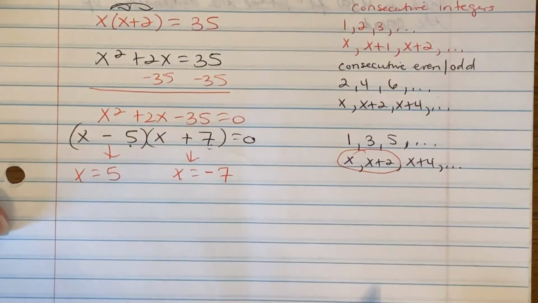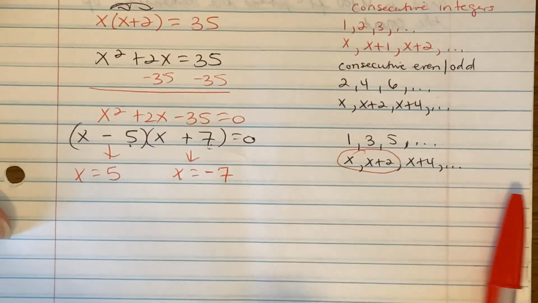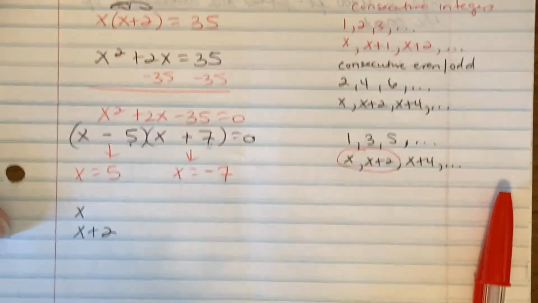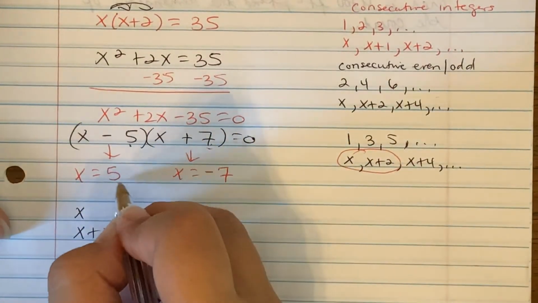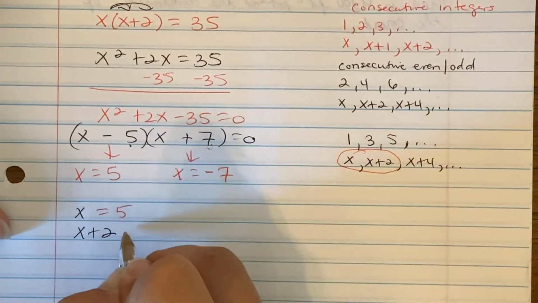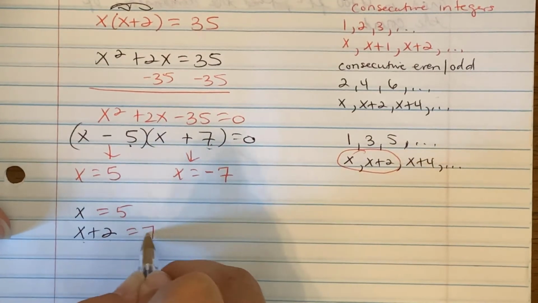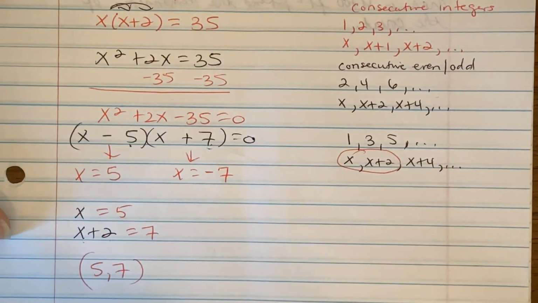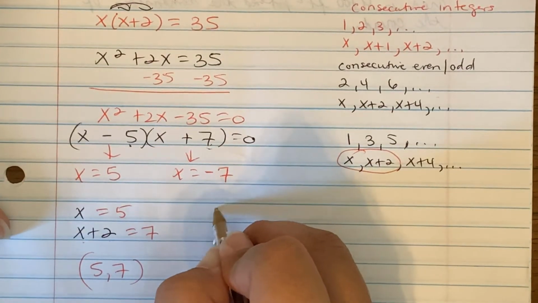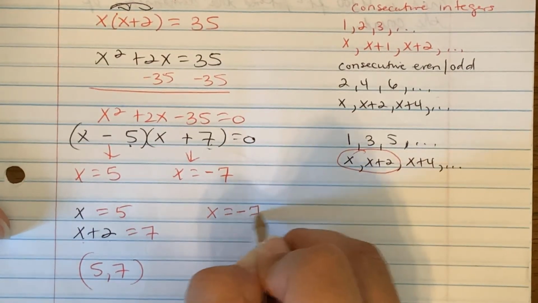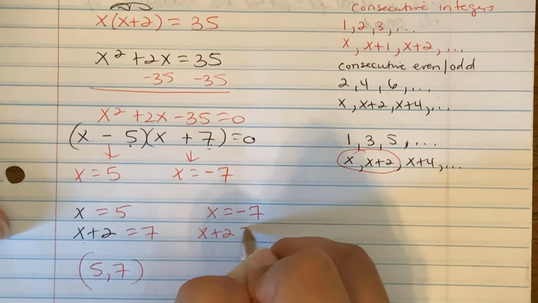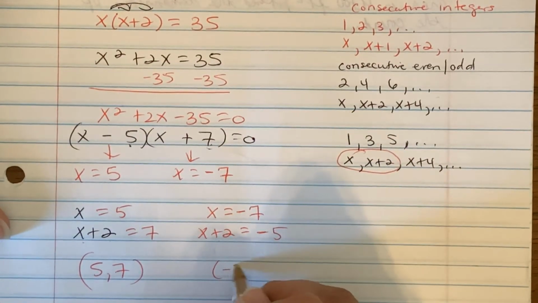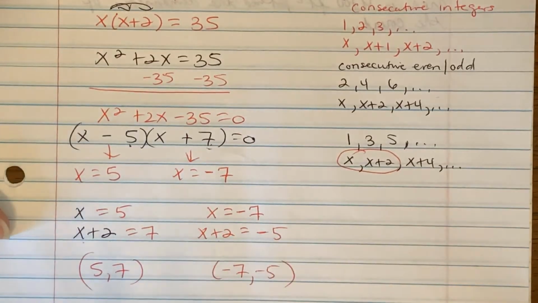Remember, we had two results. It says find the integers. So if our pattern is x and x plus 2, if I use the 5, my other number is 5 plus 2, which is 7. So I'm 5 and 7. That is one set that'll give you 35. If my number started out where x is equal to negative 7, and then we had x plus 2, negative 7 plus 2 means negative 5. So I am now negative 7 and negative 5 for the other pairing.